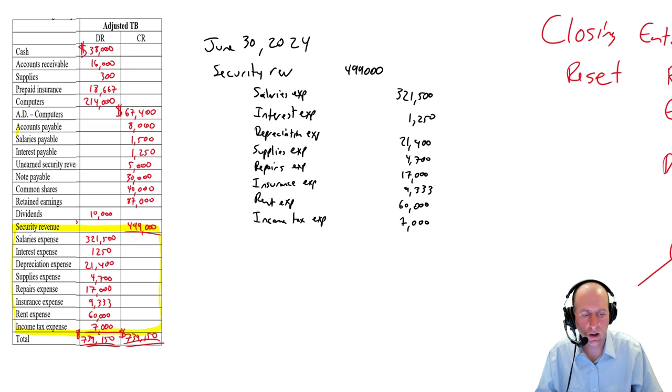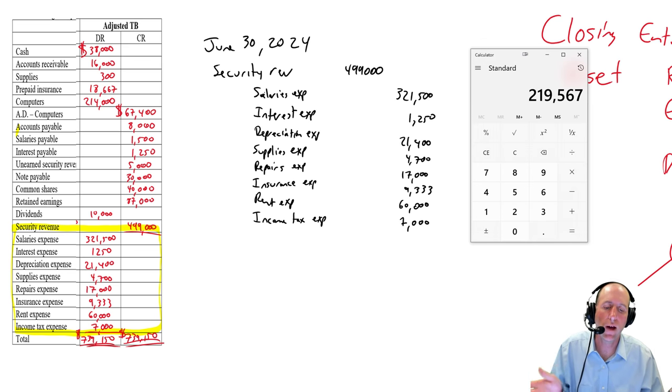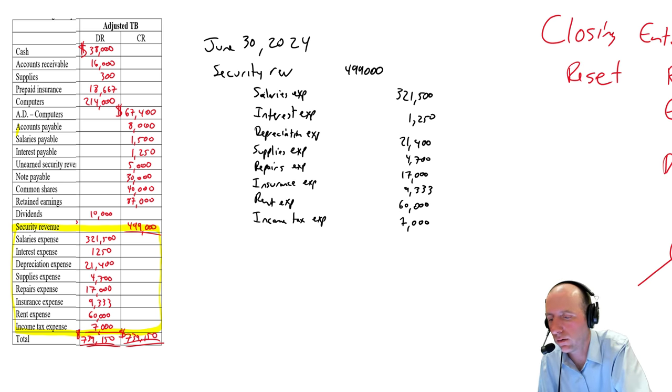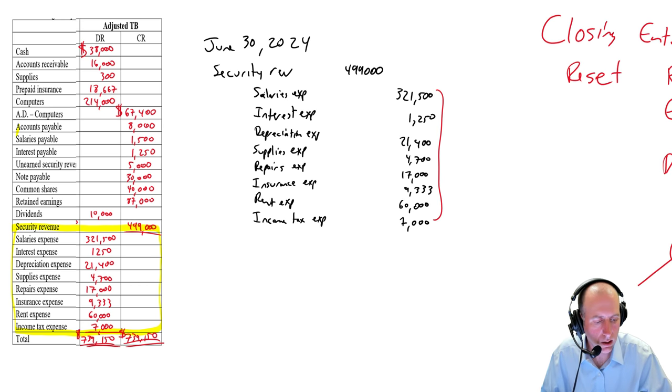So summing these all up, what you're going to find is they don't balance. And in this case, the debits are higher than the credits. So let's figure out how far we're off. Let's just total the right: 321,500 plus 1,250 plus 21,400 plus 4,700 plus 17,000 plus 9,333 plus 60,000 plus 7,000 is 442,183.